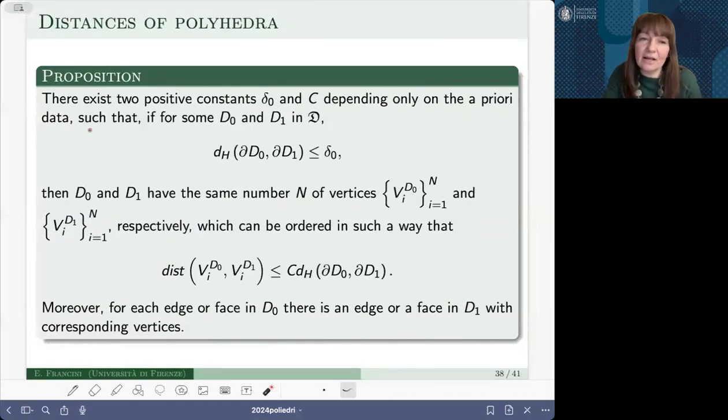Once you have this rough stability estimate, then you can show that if the distance between the boundaries of two polyhedra is small enough, and if these polyhedra are in the class of non-degenerate polyhedra that we have, then this means that they have the same number of vertices, faces and edges, and everything is ordered. So they are kind of alike, and you can bound the distance between the vertices in terms of the Hausdorff distance of the boundaries.